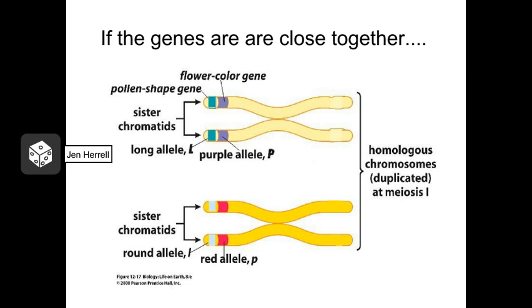Here we have a homologous pair of chromosomes that carry the traits for flower color and for pollen shape. This chromosome carries the allele for purple flowers in combination with the allele for long pollen grains, while this other one carries the allele for red flowers in combination with the allele for short pollen grains.